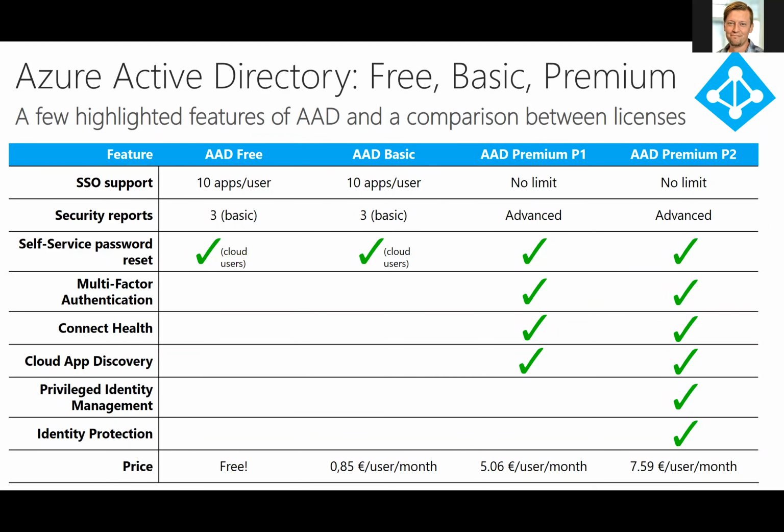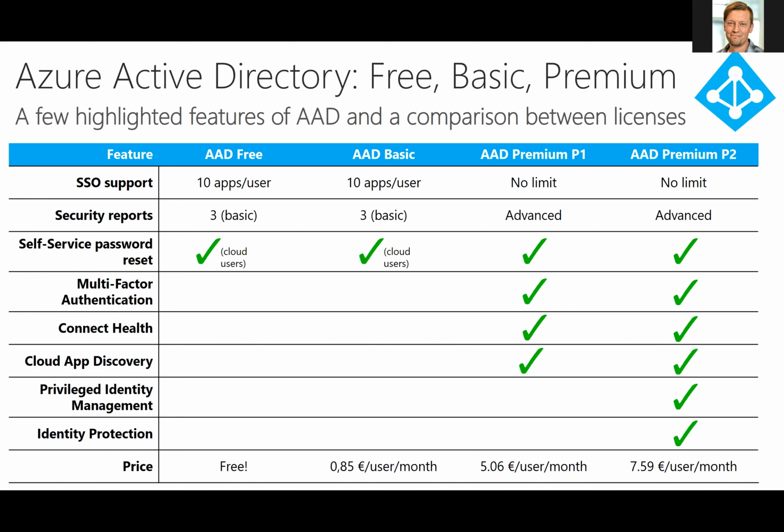Azure AD Connect Health, that I'll talk a bit more about in a second, is also available only in premium, which is a bit sad because it's highly useful. And then Cloud App Discovery that I briefly mentioned, together with Advanced Security Management, is only available in P1 and P2, and PIM, Privileged Identity Management, is only available in P2. And I would say PIM is almost a reason enough to upgrade users to P2 if you're already on P1. And then Identity Protection in P2.